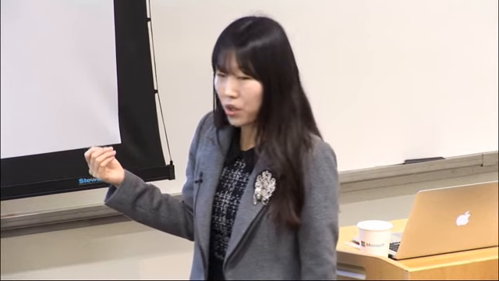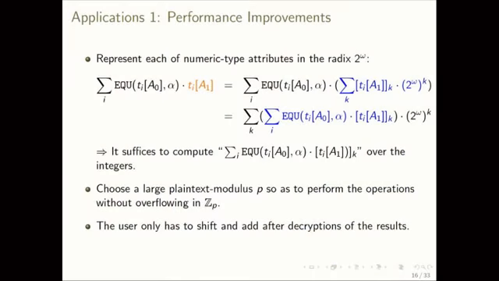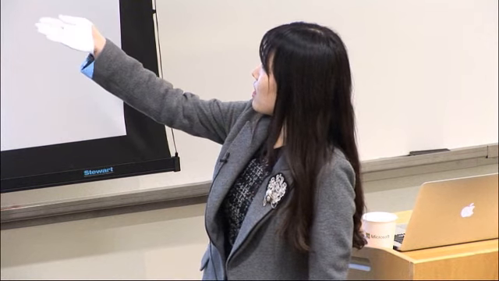We also use the same technique in our experiment. We usually embed about 600 messages in one ciphertext and perform the query simultaneously for all the messages. And for performance improvement, we represent each of the numeric type attributes in radix 2 to the omega, and we have the following equation.